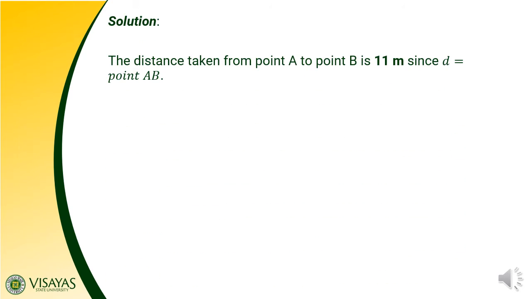So here's the solution for the second problem. The distance taken from point A to point B is 11 meters, since d is equal to point AB. Distance being a scalar quantity doesn't care about the direction of the travel. So it is more focused on the magnitude of the motion. So from point A to point B, we will just add the numerical values. From point A, 0, and point B is 11. So the distance covered by the object is 11 meters.